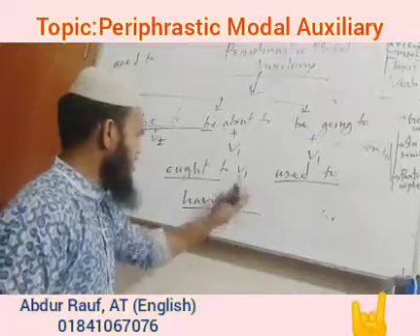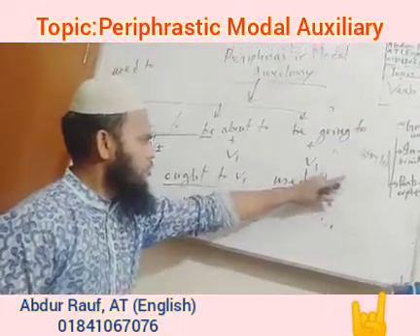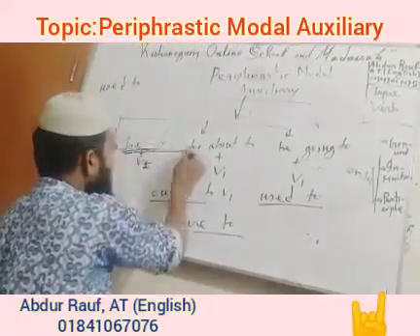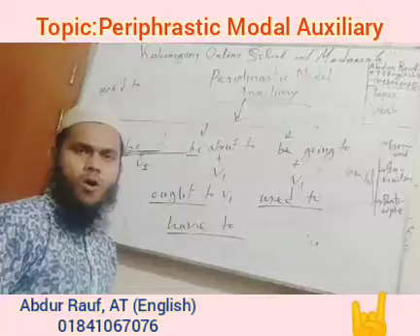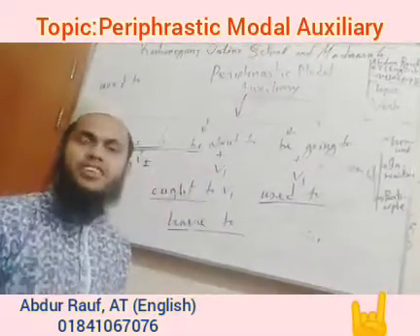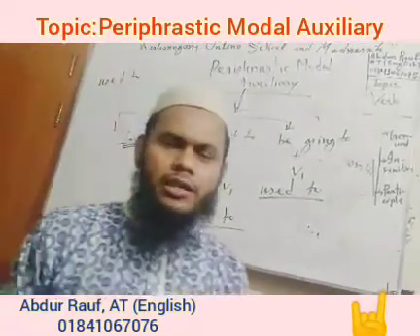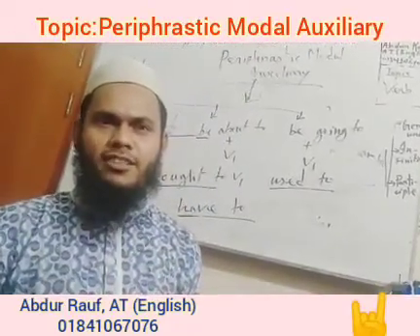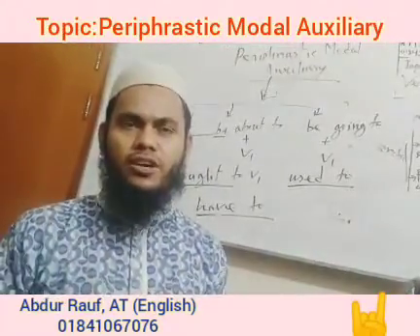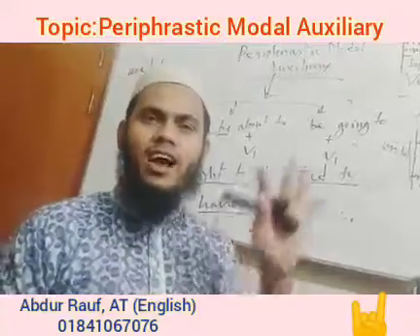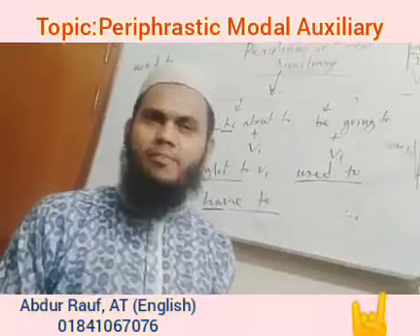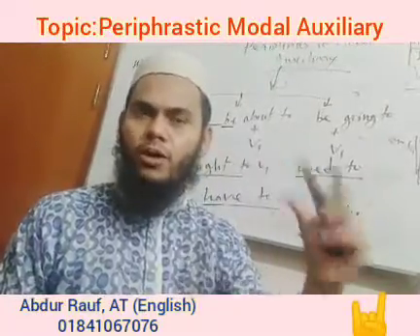If you delete to here, have is a verb, without to, used also is a verb, go also is a verb, but they are used before a principal verb to act as a helper, so they are called periphrastic modal auxiliary. So that's enough. I tried my level best to make you understand periphrastic modal auxiliary, that there are 6 kinds of periphrastic modal auxiliary, and modal auxiliary only 13. Okay, next time I will try to make a class on modal auxiliary.